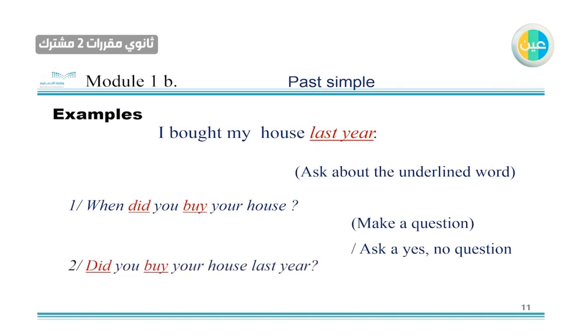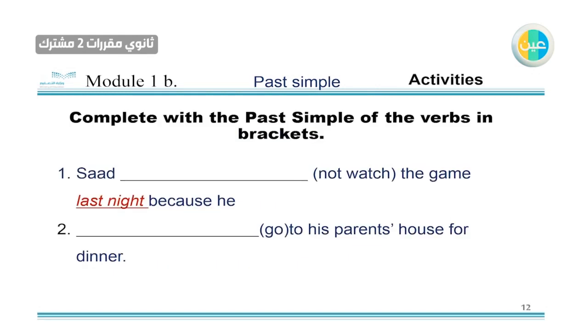You have to have a helping verb. The helping verb here is did. And you say, did you buy your house last year? Yes, I did, or no, I didn't. Okay, so the helping verb here, because it's in the past, is going to be did, and the verb has to be without the ed, or you take it to the first part of the speech if it's irregular.